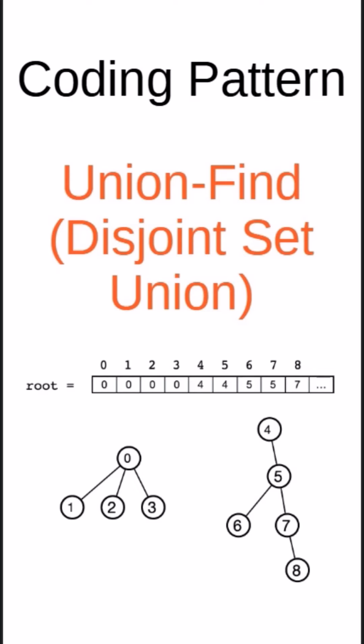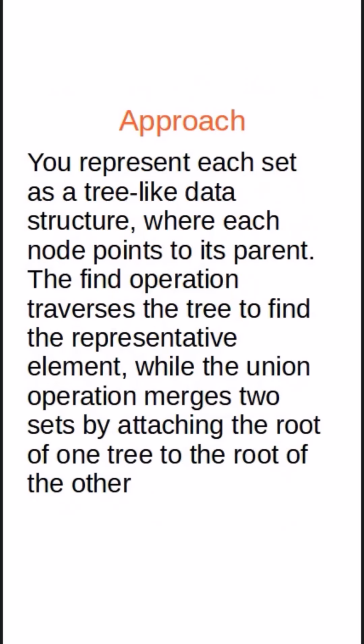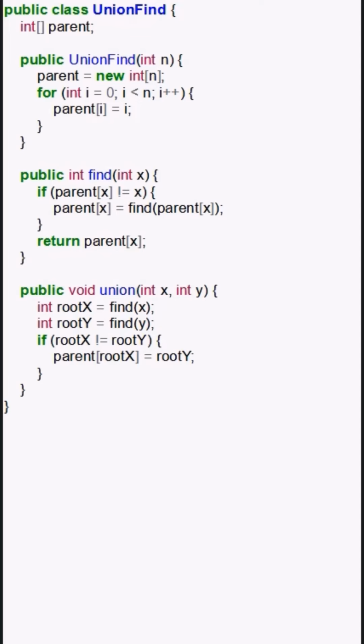So how does it work? You represent each set as a tree-like data structure, where each node points to its parent. The find operation traverses the tree to find the representative element, while the union operation merges two sets by attaching the root of one tree to the root of the other. Here is the basic Java code. Stay tuned for more.